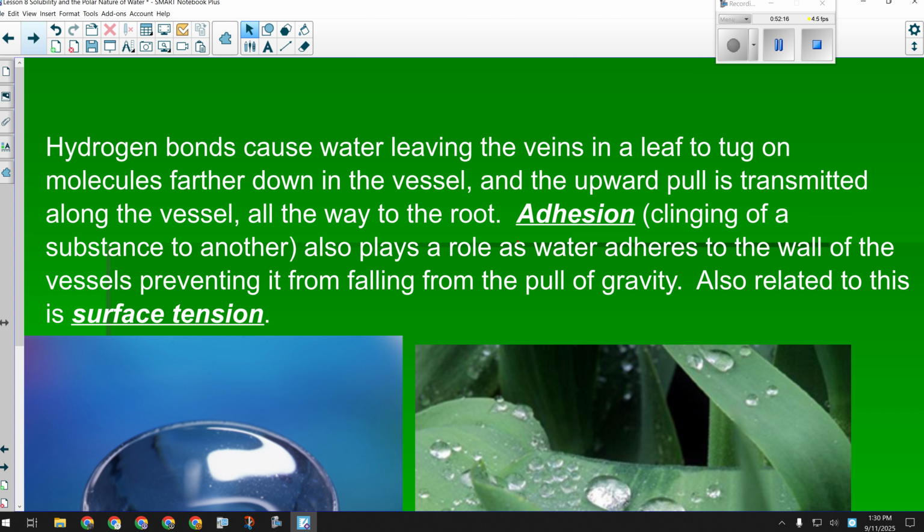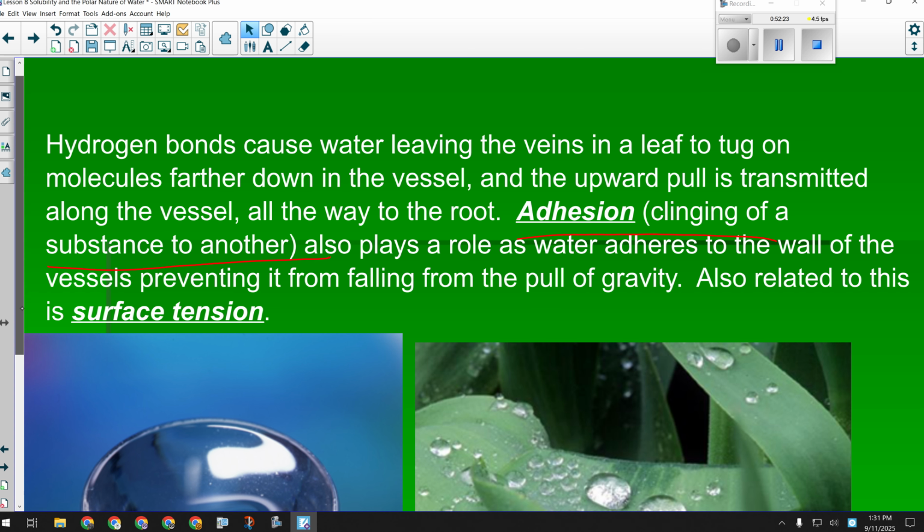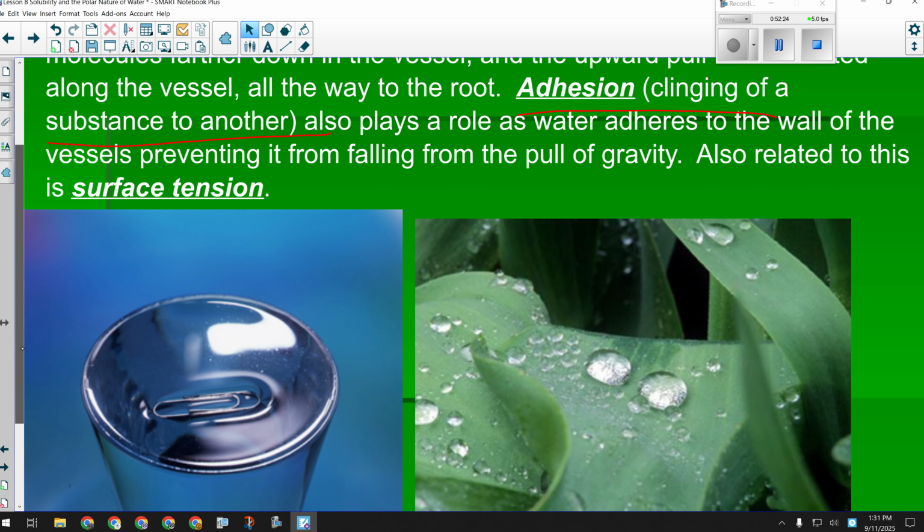And then adhesion, like clinging of a substance to another. So that's unlike things. That's a hydrogen bond as well. Okay, so you got cohesion here on the left. You got adhesion there on the right.